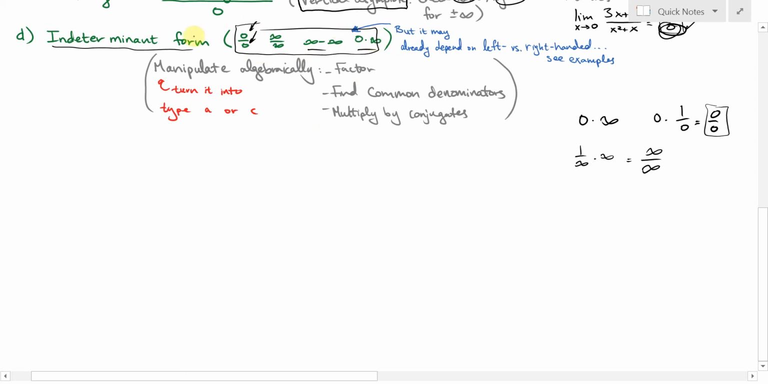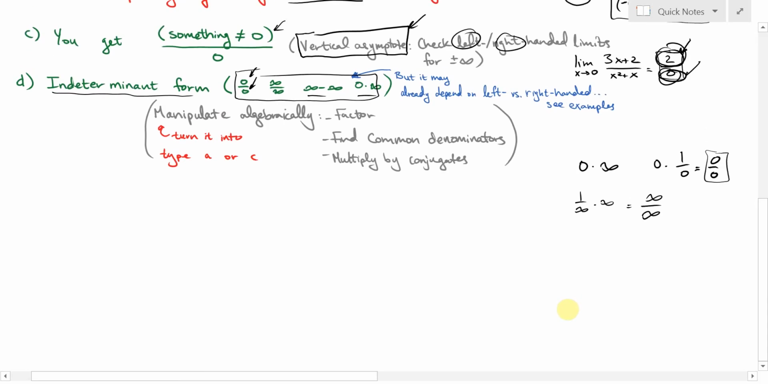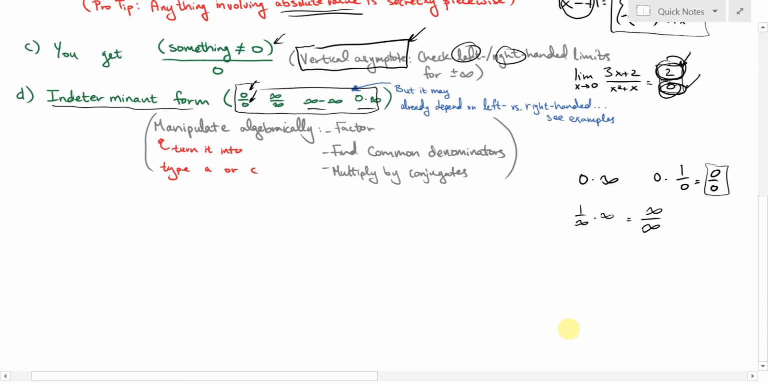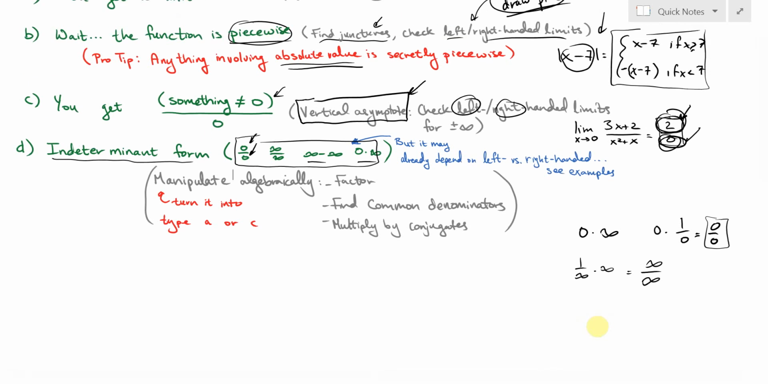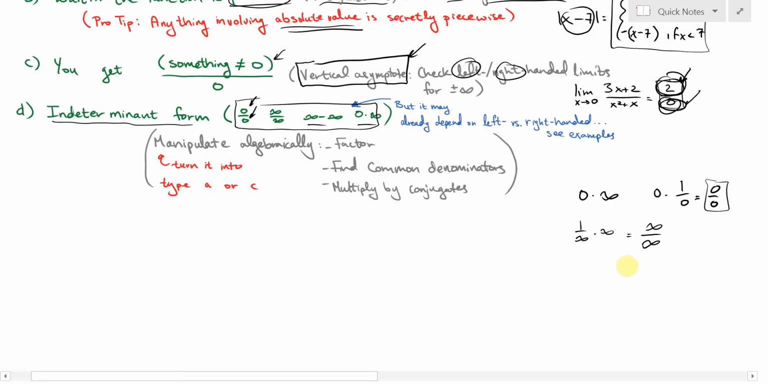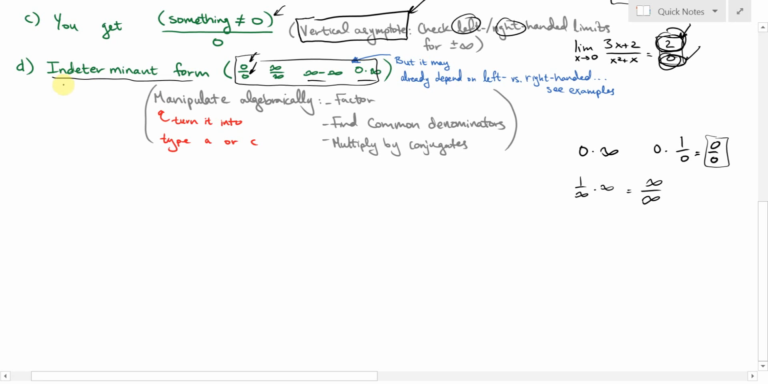forms, then what do you do? Well, you're toast, actually. You can't say there's a vertical asymptote there because there may not be. So it could go off to infinity, it could go off to negative infinity, it may not exist left and right-handed limits, or it could equal some pretty finite value. Really anything goes. That's why it's called indeterminate.